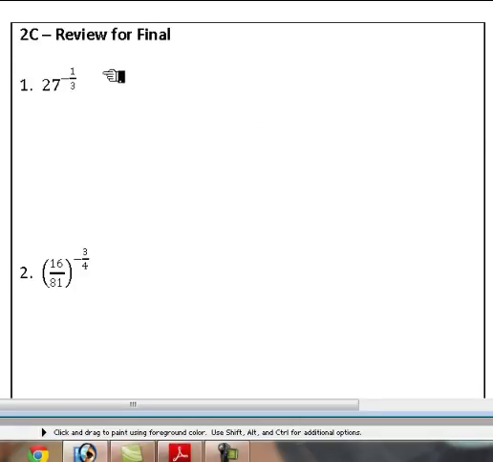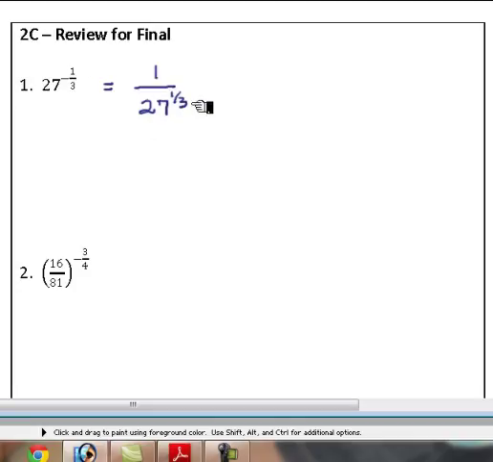Okay, we're continuing with our review, and we're still in the test 2 material, and we're doing rational exponents. All right, so we want to evaluate 27 to the negative 1/3. So first, let's put the 27 to the 1/3 in the denominator. In other words, move this to the denominator and change the sign of the exponent.